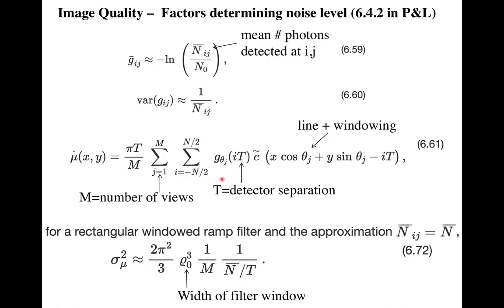And so writing it down like this lets us put numbers here. So we can see how signal to noise is going to go with respect to the number of views, how signal to noise is going to go with respect to the dimension of the detector.